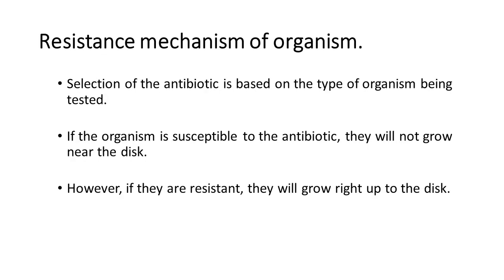Next one, resistance mechanism of the organism. Selection of the antibiotic is based on the type of organism being tested. If the organism is susceptible to the antibiotic, it will not grow near the disc. However, if it is resistant, it will grow right up to the disc.